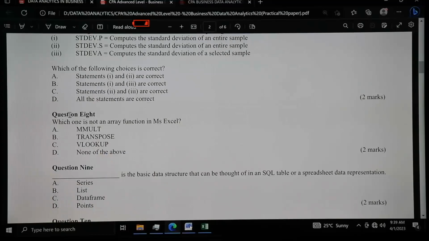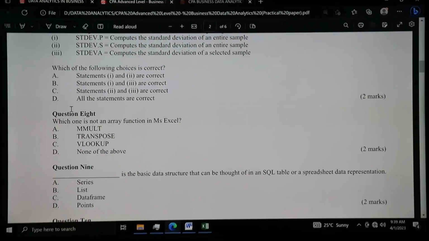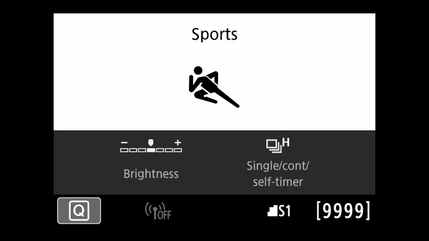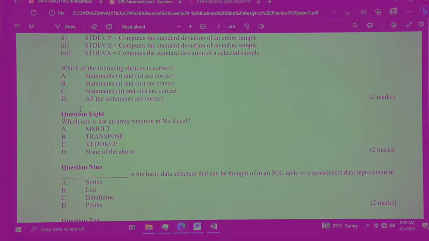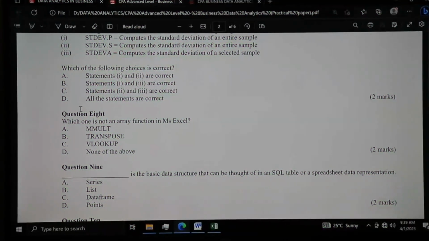So then the next question, we are told, which one of these functions is not an array function in Excel? Array function in Excel. And talking of an array function, these are functions that deal with a set of values. An array here means a table or a compilation of cells that have data, meaning data represented in a group of cells.